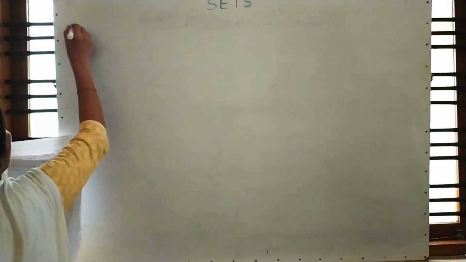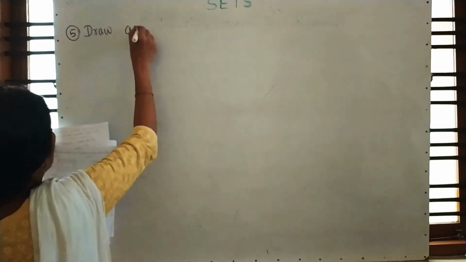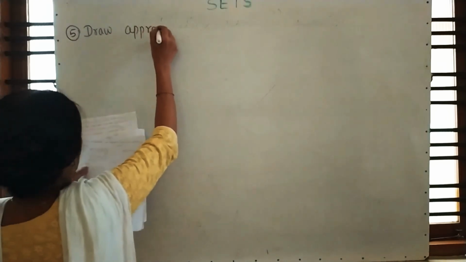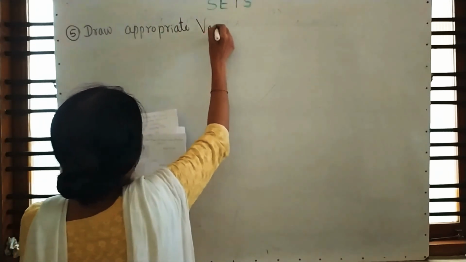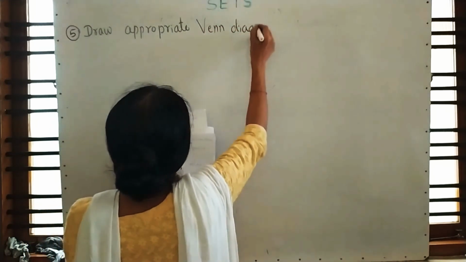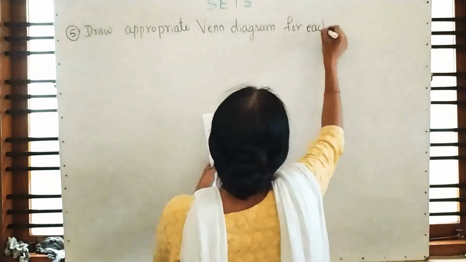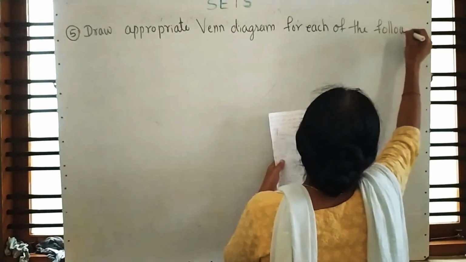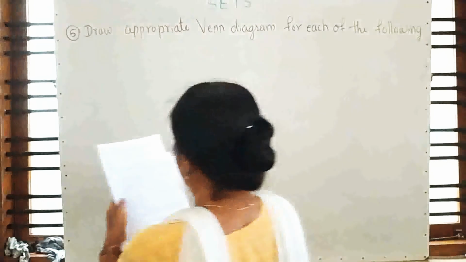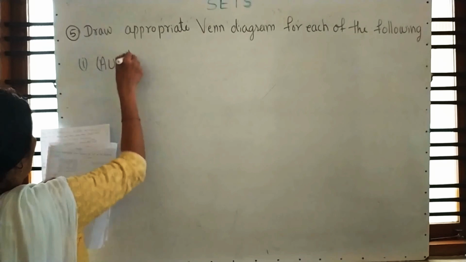Fifth question. Draw appropriate Venn diagram for each of the following. See, first one, A union B complement.